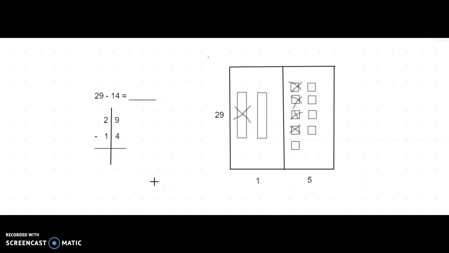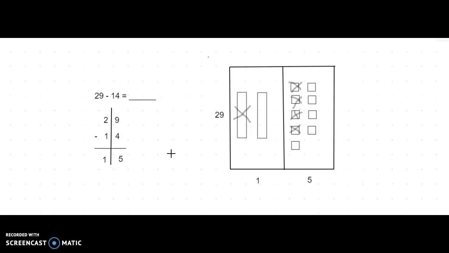All right, so now that I've taken away the 4 ones and I've taken away the 1 ten, I'm going to put what I have left with my vertical subtraction sentence, excuse me. I have 5 ones left and I have 1 ten left. So I have 1 ten and 5 ones. This means if I take away 14 from 29, I have 15 left. This means 29 take away 14 is 15, which means 29 minus 14 equals 15.